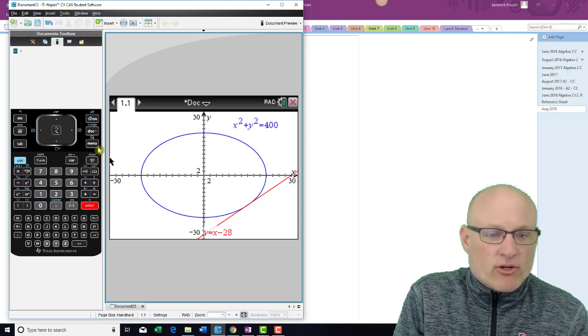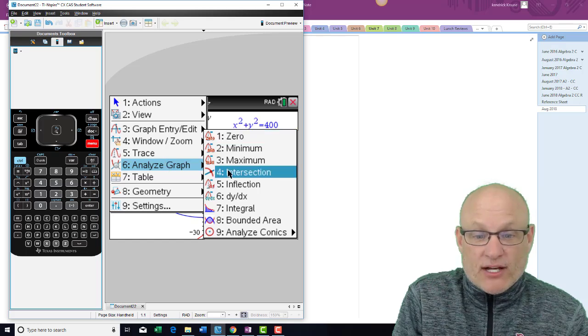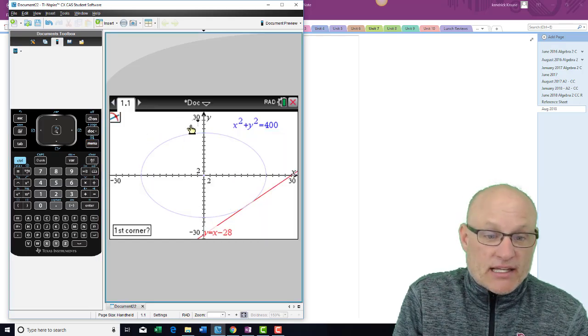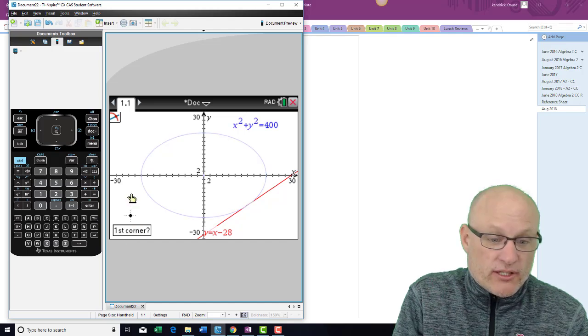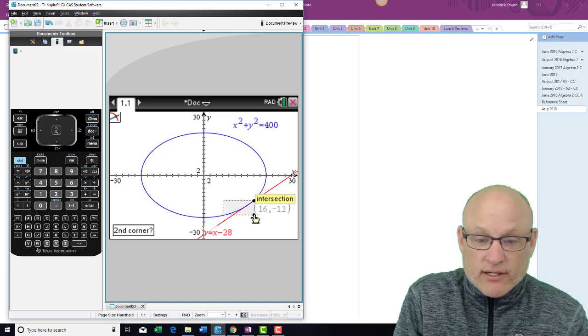So here's what we're going to do. We're going to go to menu. Now, when you graph relations on this calculator and you try to do intersections, you no longer get a dotted line. You get this thing called first corner. See it here? I get a little dot, first corner. All you got to do is draw a rectangle. So I'm going to draw a rectangle around until it tells me there's a point of intersection right there.